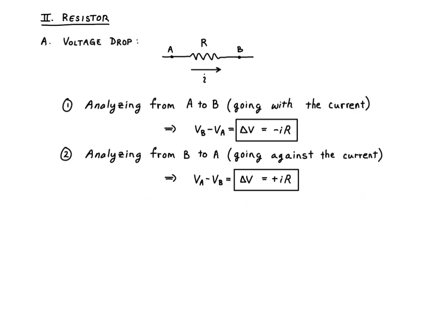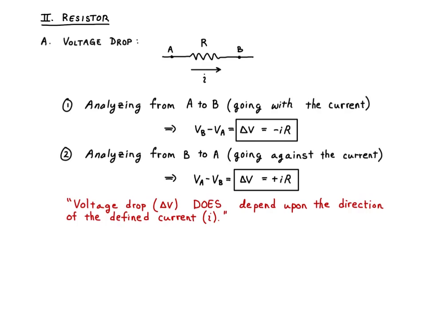If we chose to analyze going from B to A, however, we gain potential. It's like running the movie backwards. Delta V will be equal to IR. So this gives us a simple statement. The voltage drop, in this case, does depend upon the direction of the defined current.